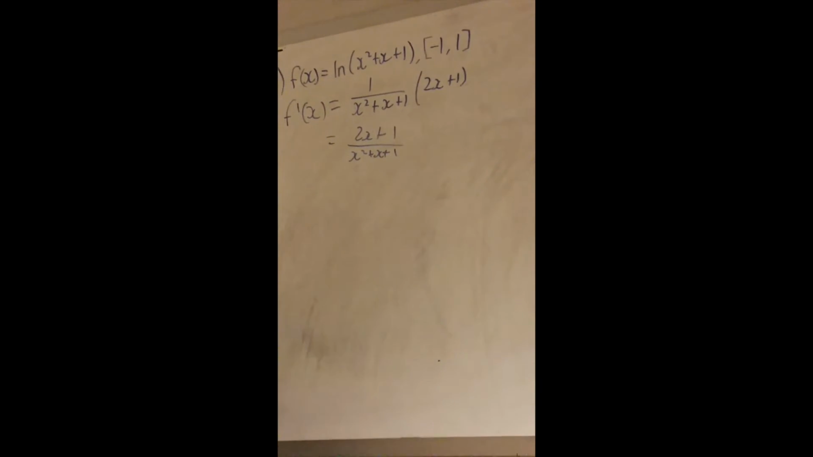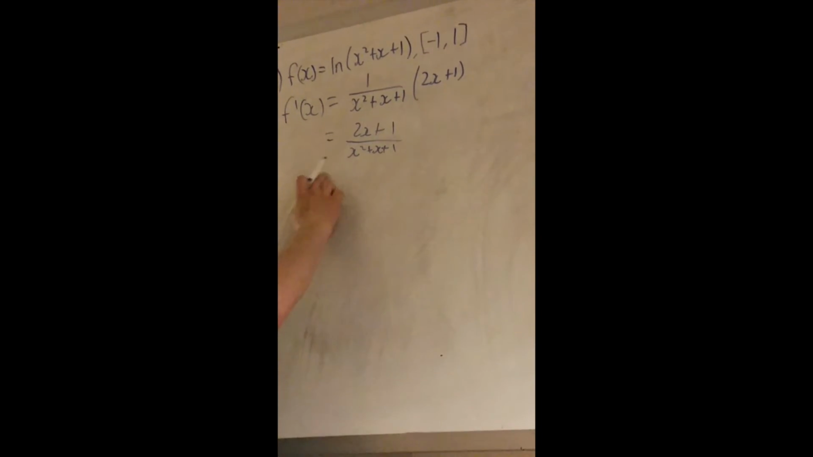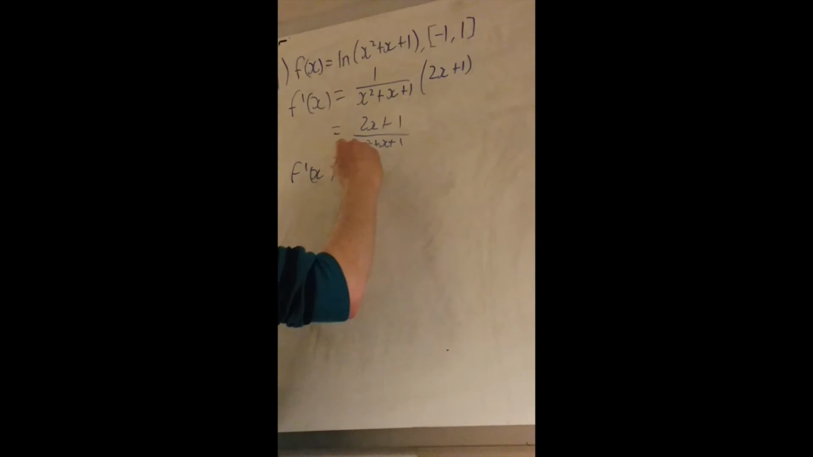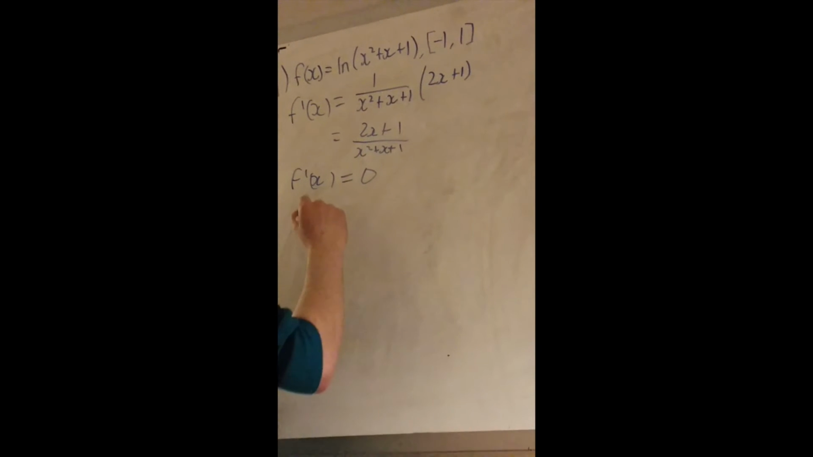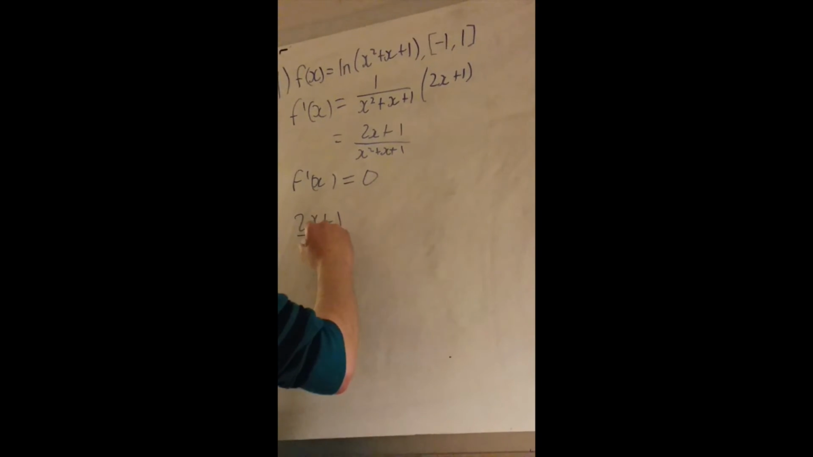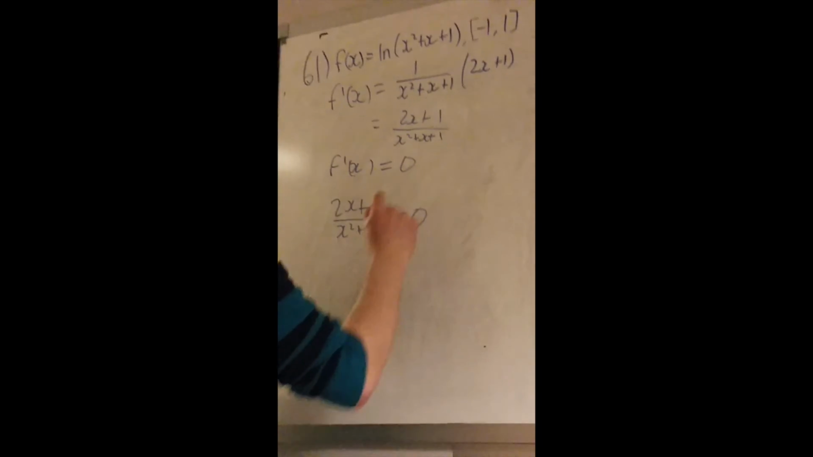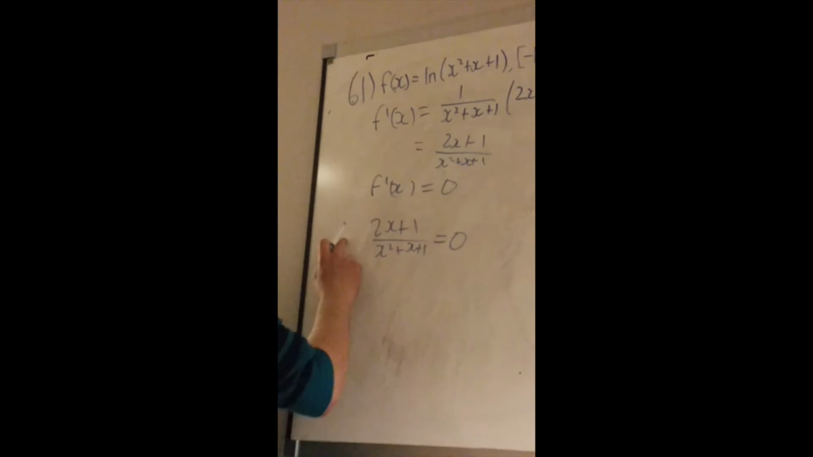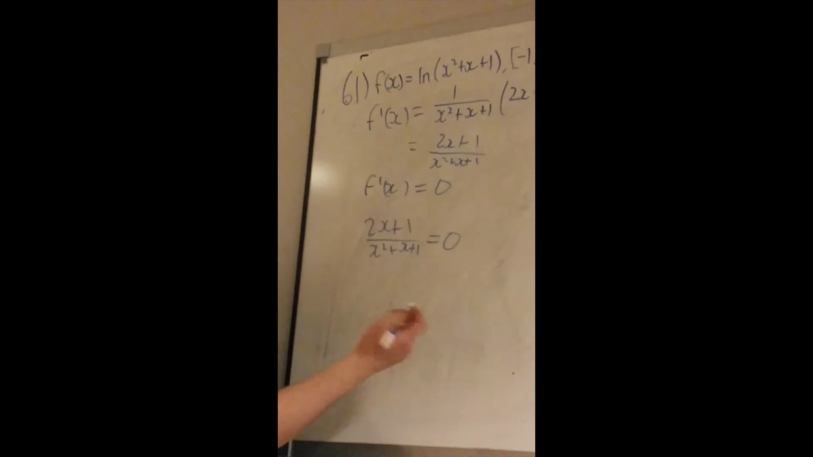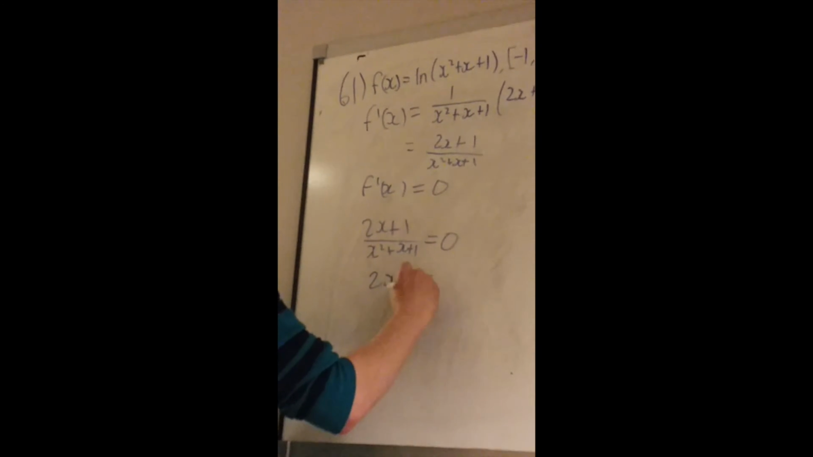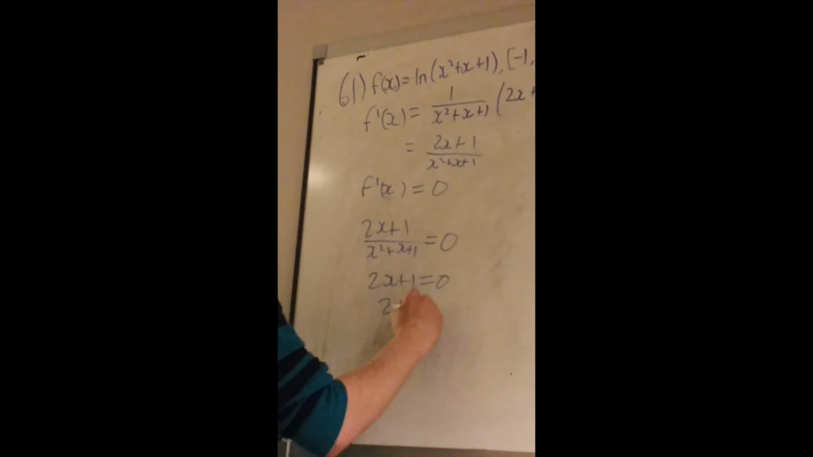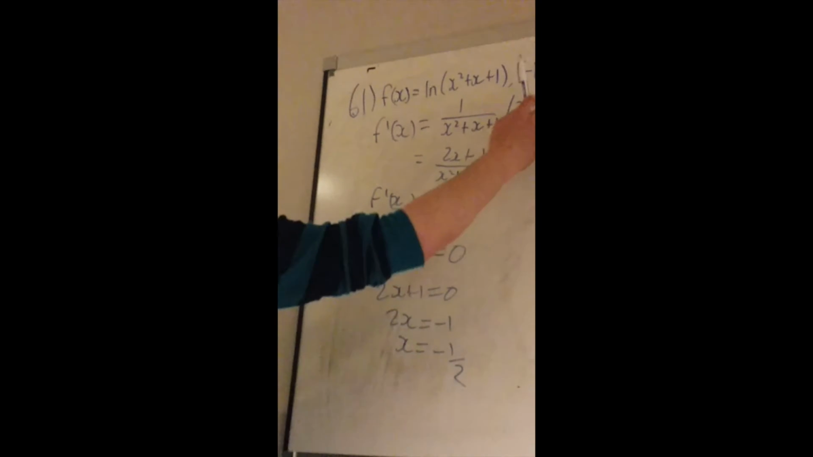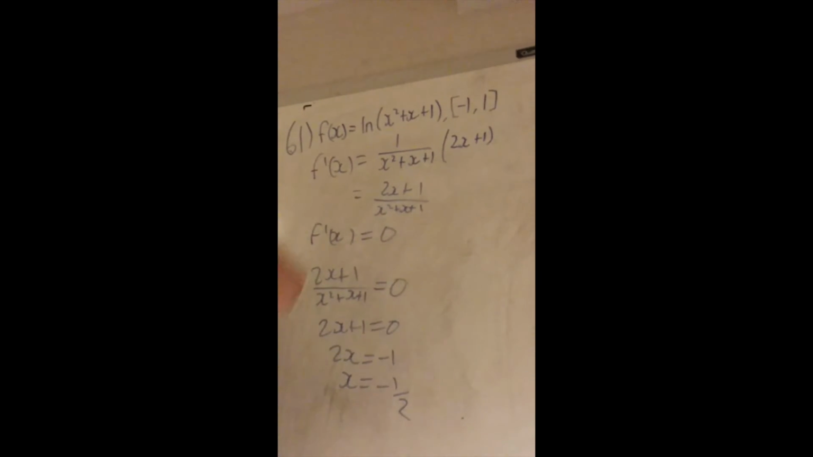So next thing we have to do is set our derivative to 0 in order to find critical points. So we'll set f prime of x equal to 0. So we're going to have 2x plus 1 over x squared plus x plus 1 is equal to 0. So we're going to multiply both sides by the denominator. So x squared plus x plus 1 on this side is going to cancel out, and on this side it's times 0, so it's going to be 0. So we're going to have 2x plus 1 is equal to 0. We're going to have 2x is equal to negative 1, and x is equal to negative 1/2. Is that in our domain? Yes, it is in our domain, because negative 1/2 is greater than negative 1 and less than 1.